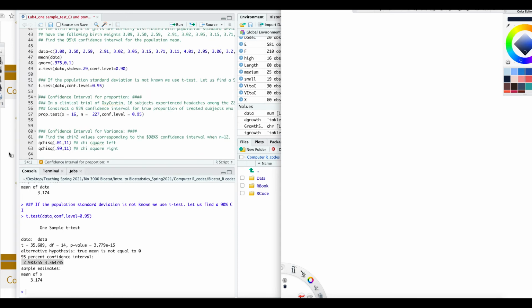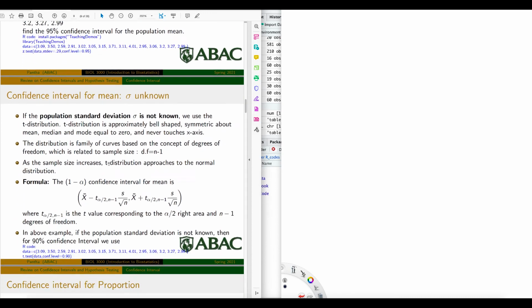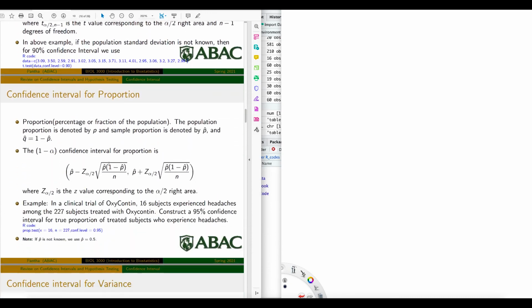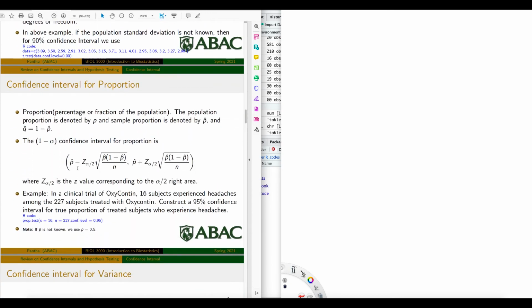Similarly, let us do that. This was sigma not known. Now let us do that for the proportion. The formula for the proportion is p hat, the sample proportion, minus z alpha half times the square root of p hat times 1 minus p hat over n, comma, p hat plus that standard error. Okay, guys. Z alpha half is the critical value for the alpha half right area. Okay. Let us look at this example.